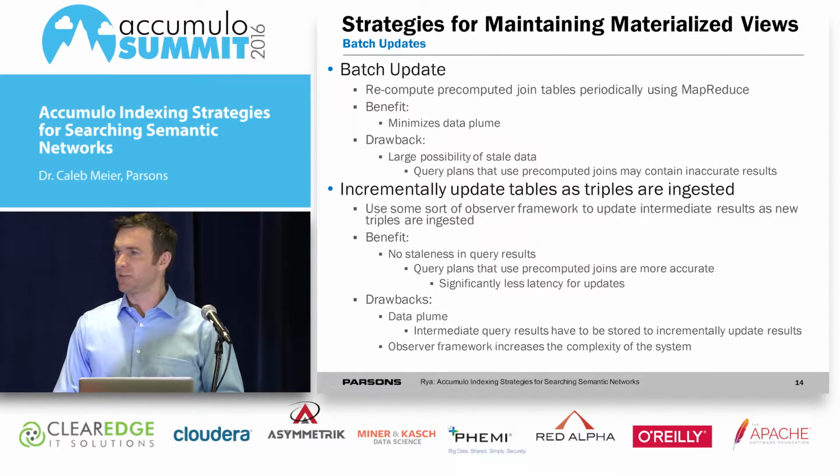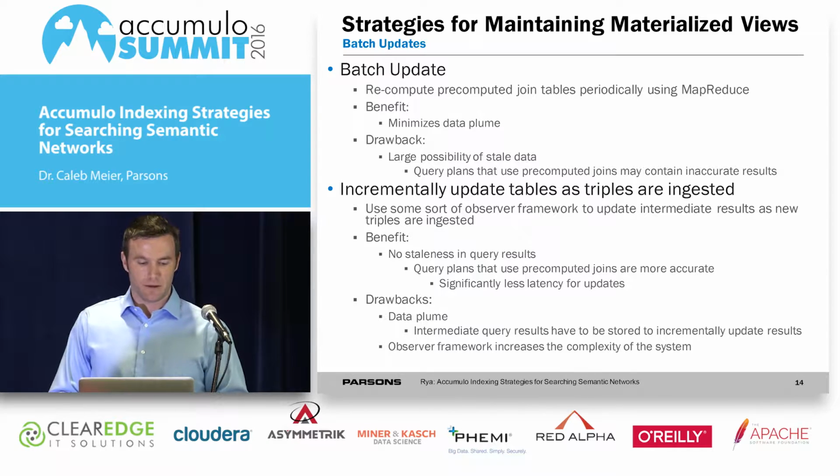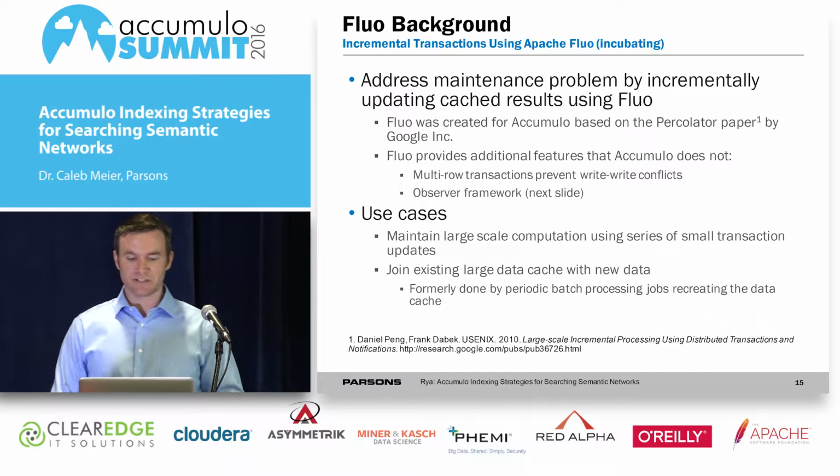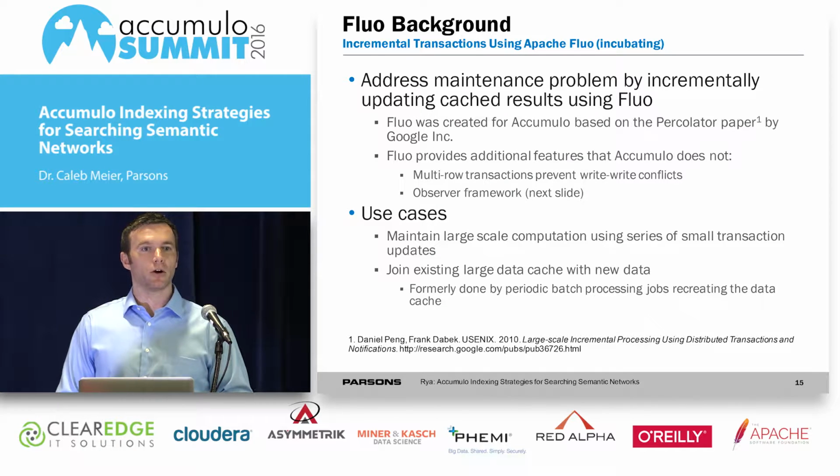The other approach is incrementally updating your cached query results. So you use some sort of observer framework so that as triples are ingested in the system, they get joined with intermediate results that have been stored. The benefit of this is our data is a lot fresher. We don't suffer from the data staleness problem. The drawback, of course, is the data plume, where we're storing intermediate results, and added complexity. We have to have an observer framework in place to oversee all this. So we decided that fresh data was much more important than having the increased data plume, and we decided to use Fluo to incrementally update our cached query results.